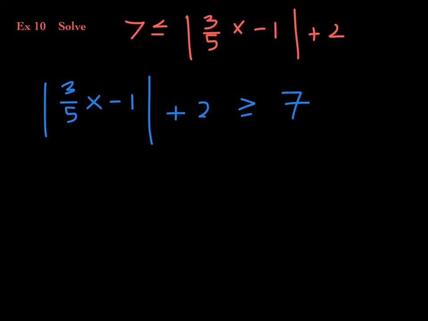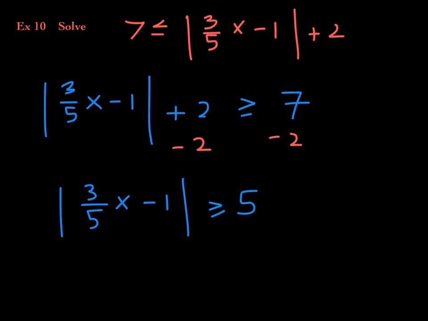Now I'm going to isolate the absolute value expression. Remember, that's always what we do first. And we get the absolute value of 3/5 x minus 1 is greater than or equal to positive 5. Now, what kind of symbol do we have? Don't look at the original, because that wasn't written in the right form. Now it's greater than or equal to, just like the previous problem. So is this intersection or union? Union, because it's greater than or equal to.